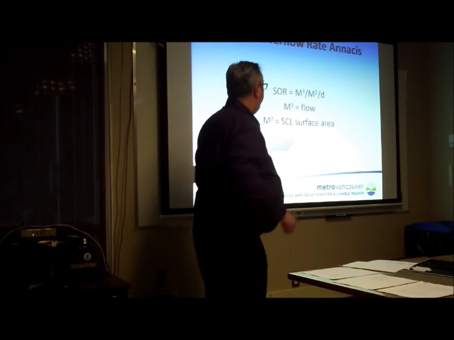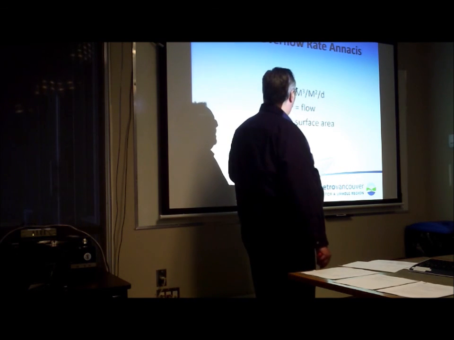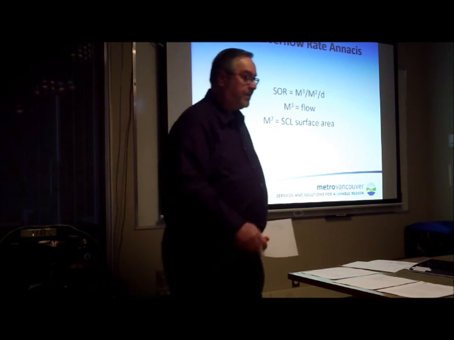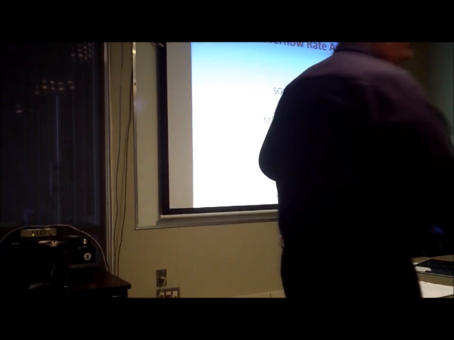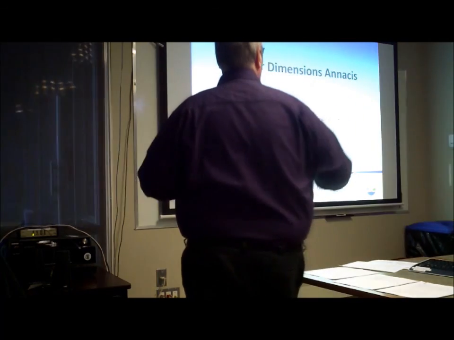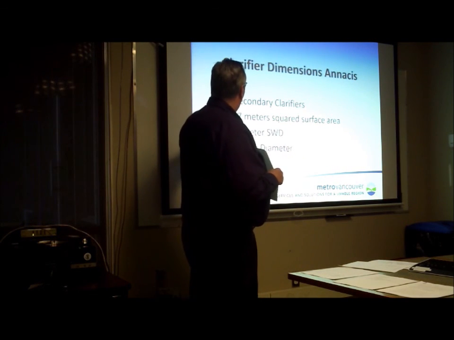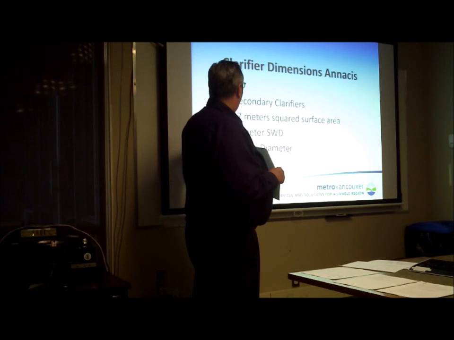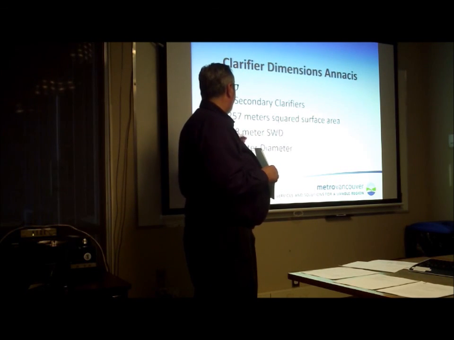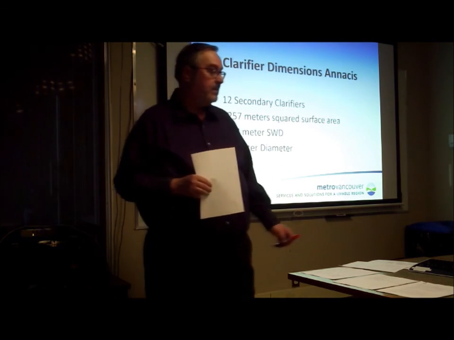So again, same formula, surface overflow rate, meters cubed per meters squared per day. Flow is measured in meters cubed, and the surface area is measured in meters squared. Analysis has 12 secondary clarifiers, and each clarifier has a 1,257 meters squared surface area, 5.88 meters sidewall depth, and they're 40 meter diameter clarifiers.